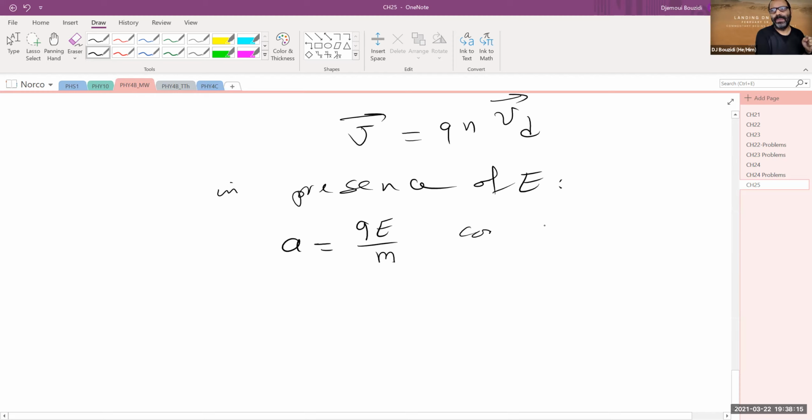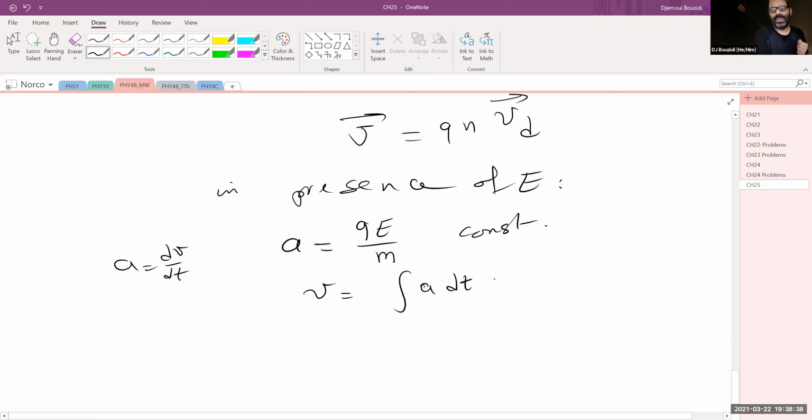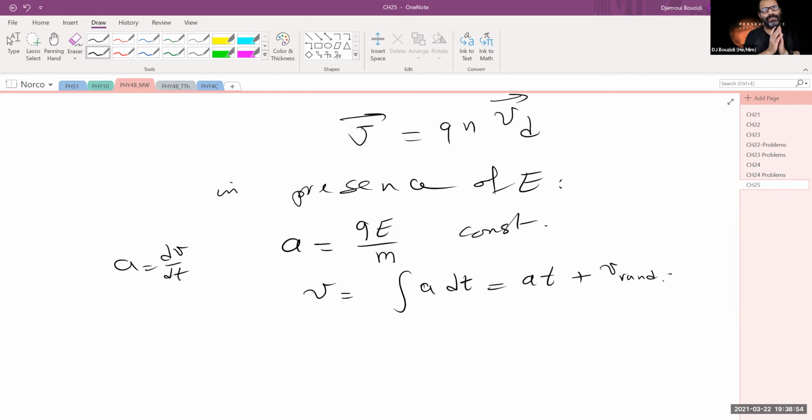Because this is constant, and the integral of a constant is just, because if I want to find the velocity as a function of time, I have to integrate a dt, because a, if you guys remember, is just dv over dt. So v itself is just the integral. So this is going to be from some initial value to a value at any given point in time. So this is going to be at plus the initial velocity, which was a random velocity. Okay, make sense? Good? Yeah, so far. So this is the actual velocity of the particles now, okay?